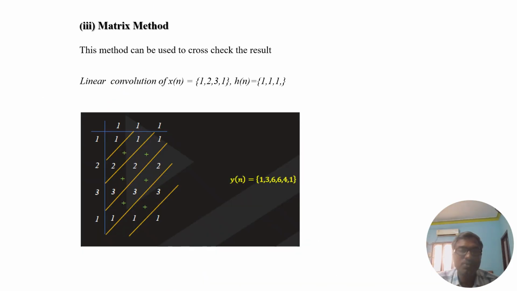The third method of computing linear convolution is the matrix method. This method is generally used to cross-verify the answer which is obtained through the tabular method and graphical method. In this way of computation, the input sequence x of n is plotted along vertically and h of n is plotted along horizontally. Then the corresponding positions of the samples are multiplied. After the multiplication, the results are added diagonally, and that can be taken as the final output sequence y of n equal to 1, 3, 6, 6, 4, 1.